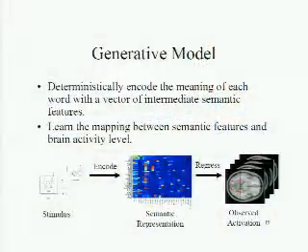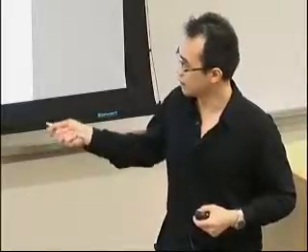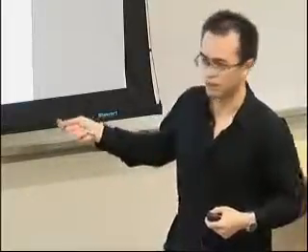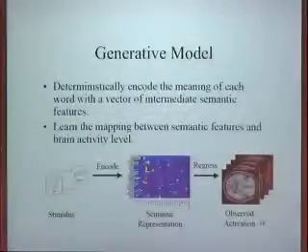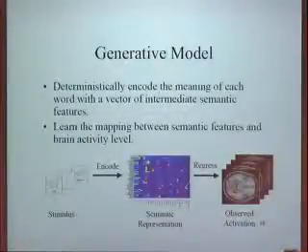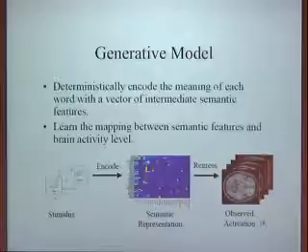Okay. Now, for the generative model that I was talking about, here's an overview of what we're doing. For each stimulus item, we encode them with some kind of semantic representation. We encode the meaning of the object with some kind of vectorized representation, and then we learn the mapping between these semantic features and the brain activity level that we recorded with fMRI.